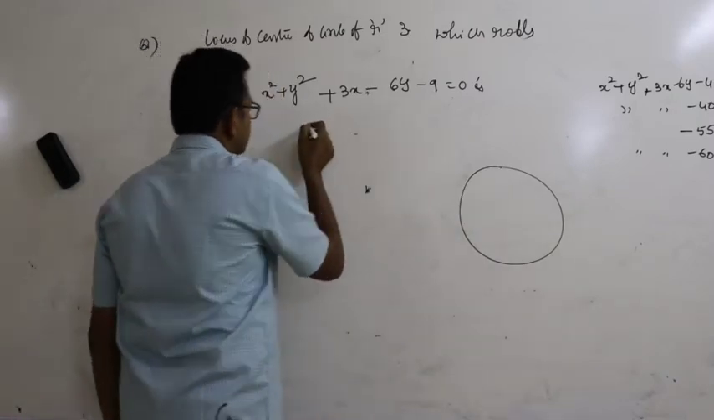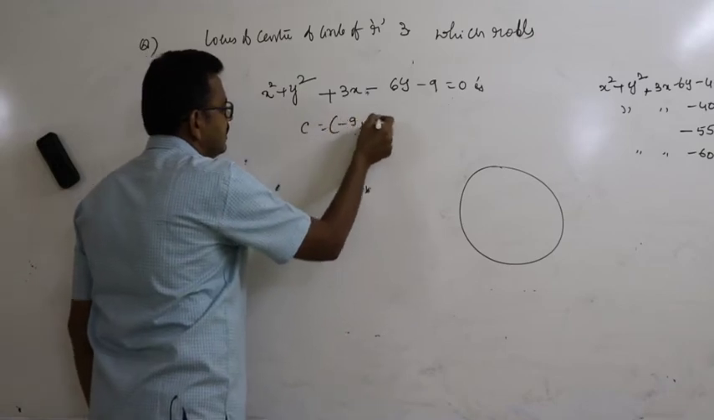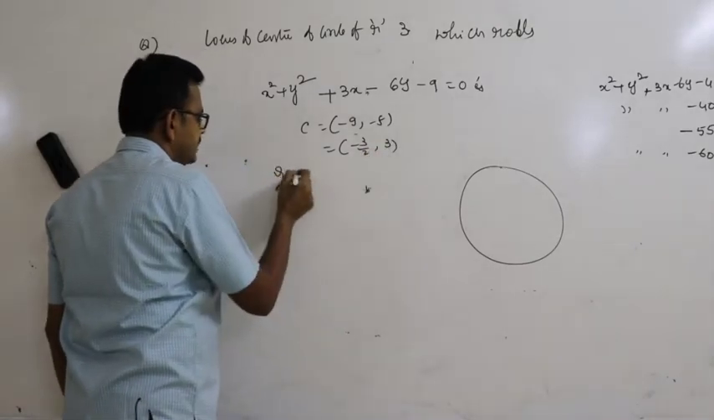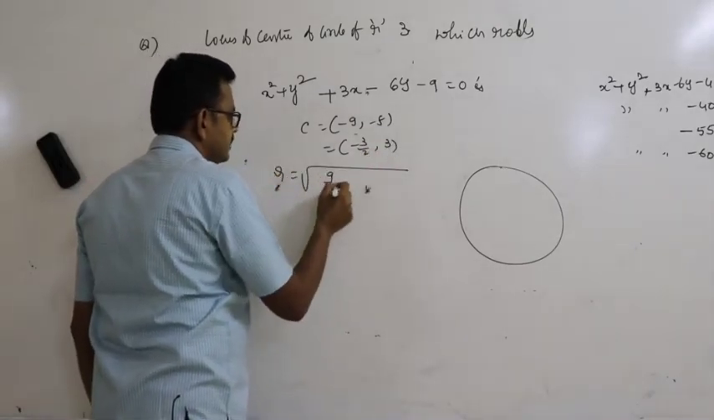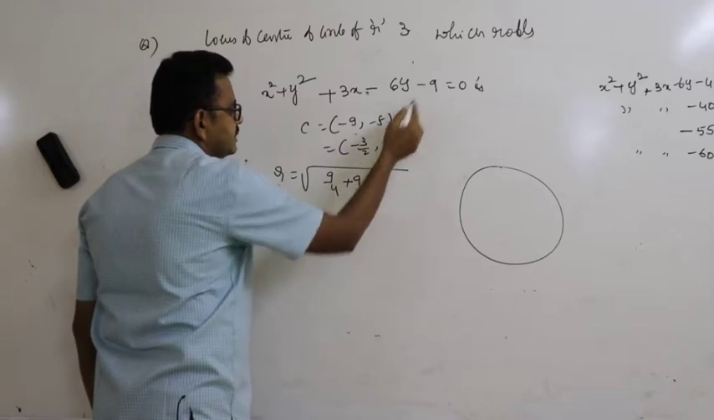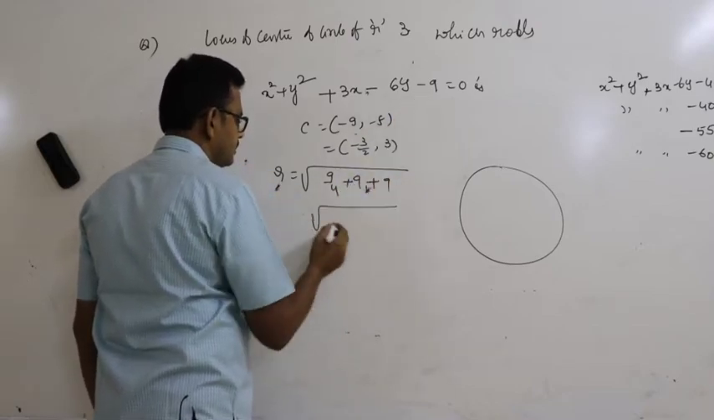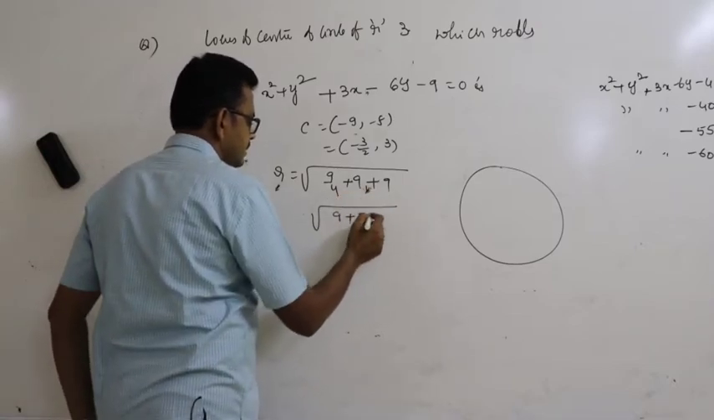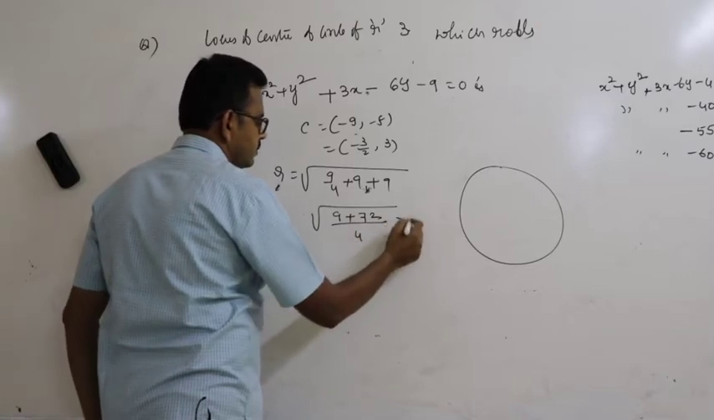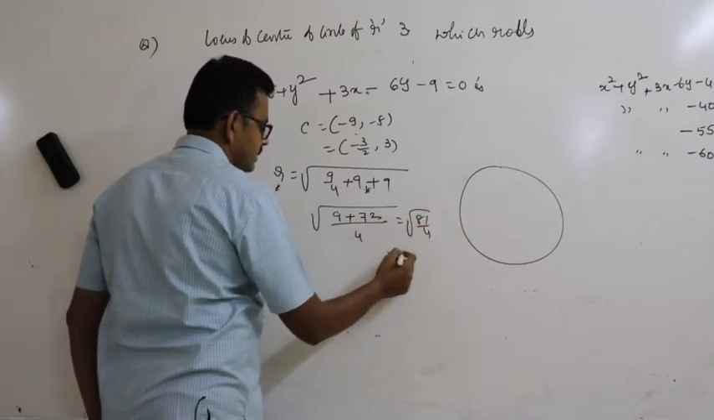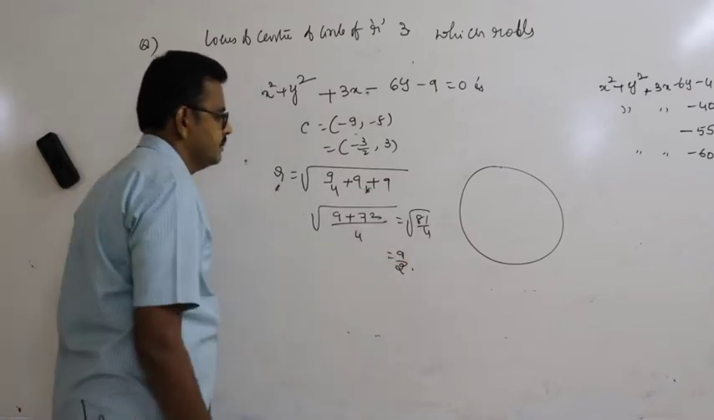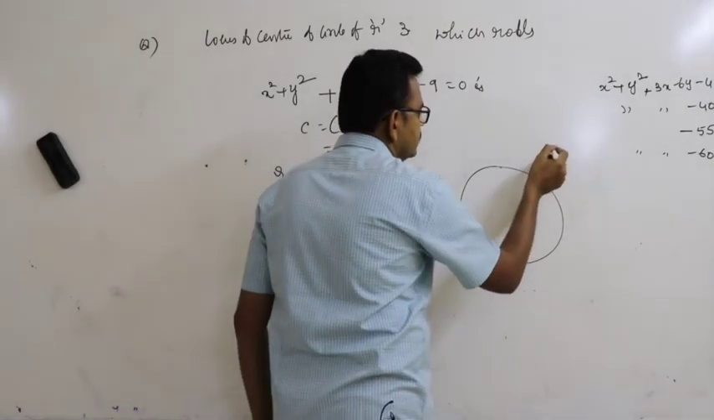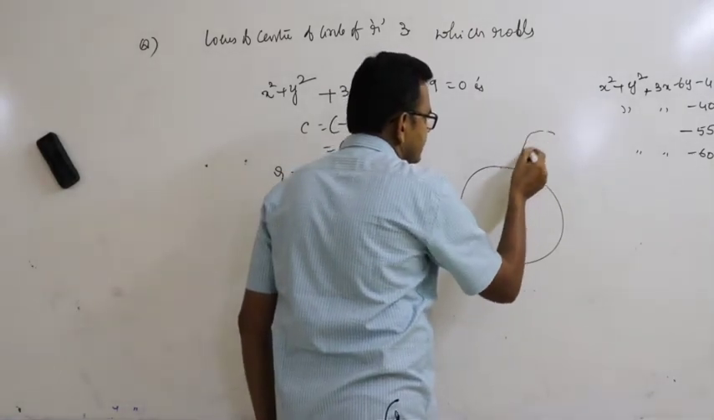So the center of the circle is minus g comma minus f, that is minus 3 by 2 comma 3. The radius is equal to root of g square plus f square minus c, that is plus 9. Root of this is 9 plus 36 plus 36, 72 by 4, that is root of 81 by 4, that is 9 by 2. Radius is 9 by 2. Locus of center of circle of radius 3 which rolls on the outside of the circle. So this is the circle.